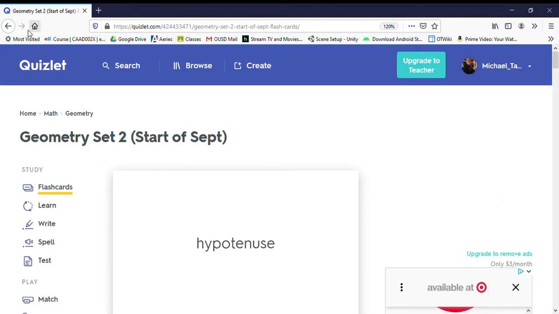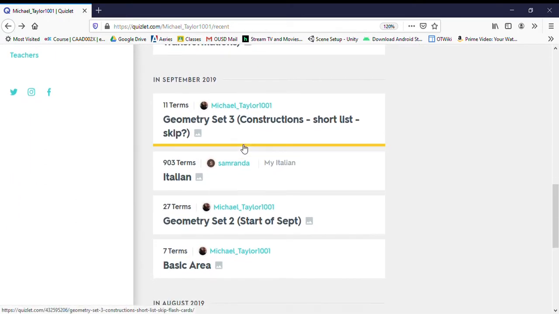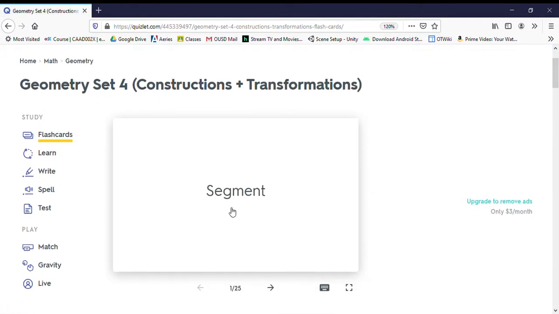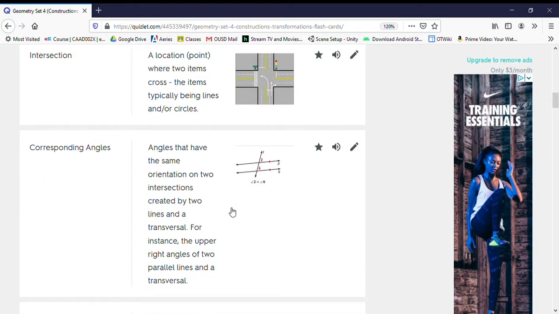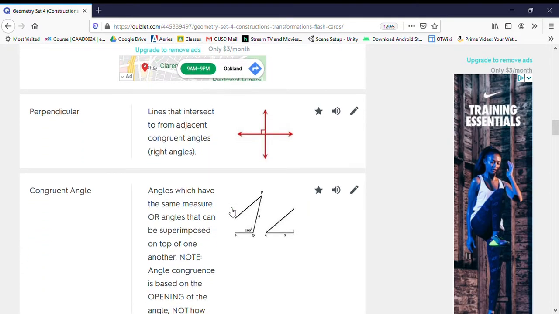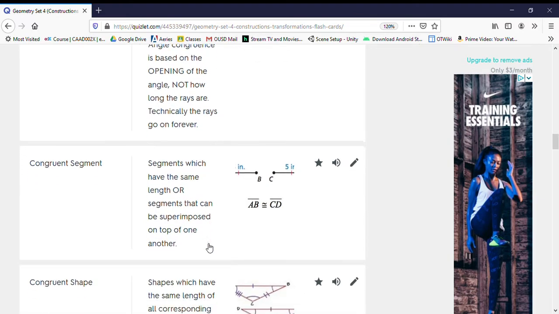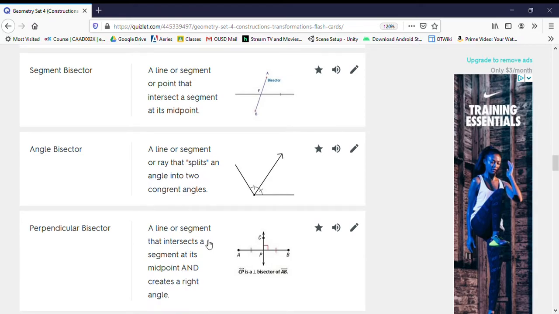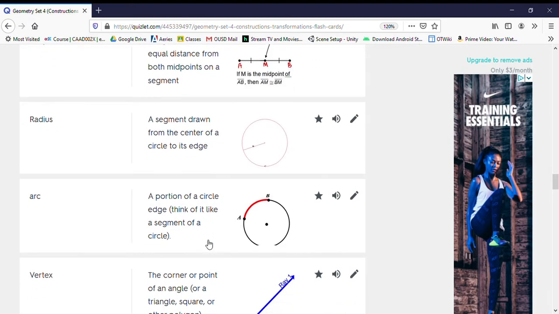Okay, then I'm going back to my home page, and all these links should be at the bottom of the page or where I listed them. Let's see, we just did 2, we're going to skip over 3, we're going to go to 4. So we got segment and ray, we have intersection and corresponding angles, we have angle and parallel. Notice some of these are coming up multiple times. Perpendicular and congruent angle. That's a pretty long definition. Congruent segment and congruent shape. Segment bisector and angle bisector. Perpendicular bisector. Midpoint, radius, arc.